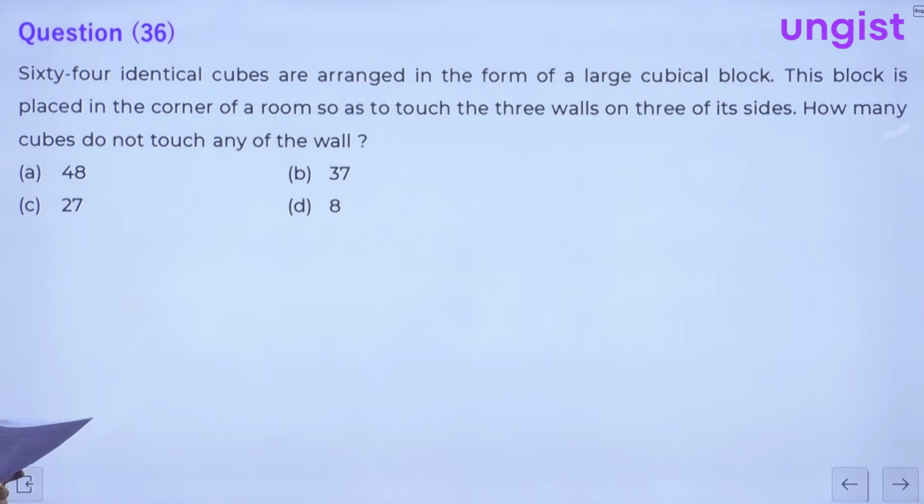After that, 64 identical cubes are arranged in the form of a large cubical block. This block is placed in one corner of a room so as to touch the three walls on three sides of its sides. How many cubes do not touch any of the wall? Okay. Yes, everyone. What is the answer? B. 8.